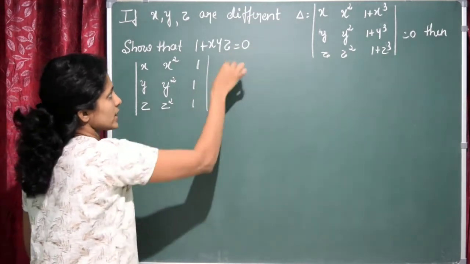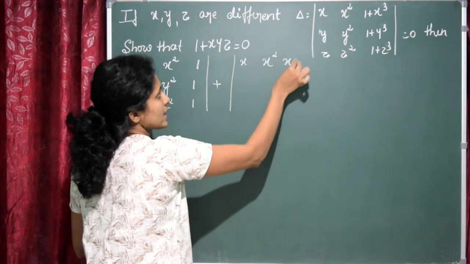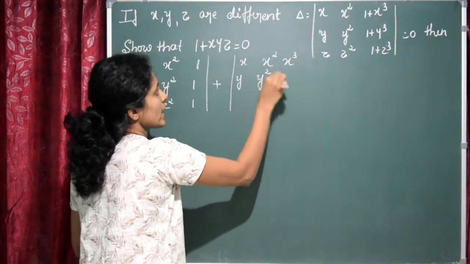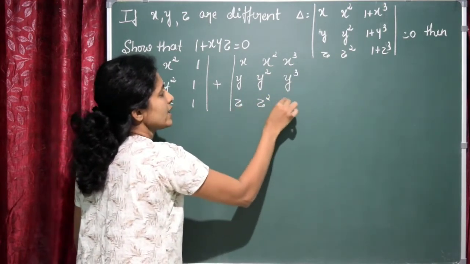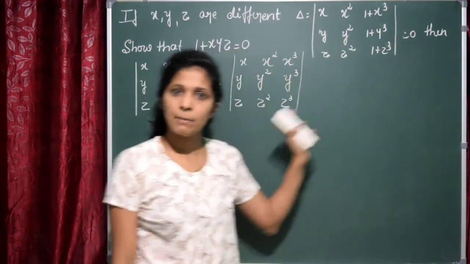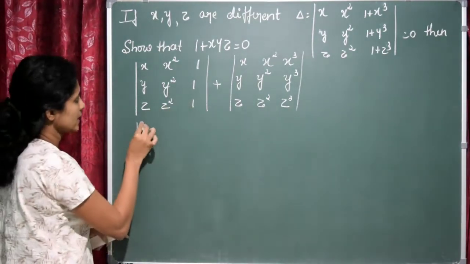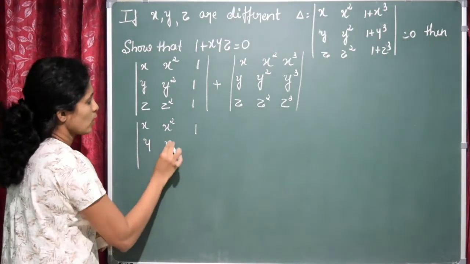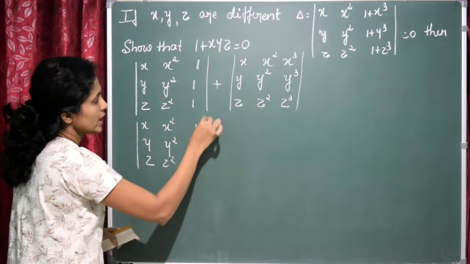Plus, this one can be written as x square and the last term is x cube. Next will be y square and y cube, then z square and z cube. I hope you understood this one. Here a sum of two terms is there, by using the property. Now the first determinant I will write as it is: x square and 1, y square and 1, z square and 1.